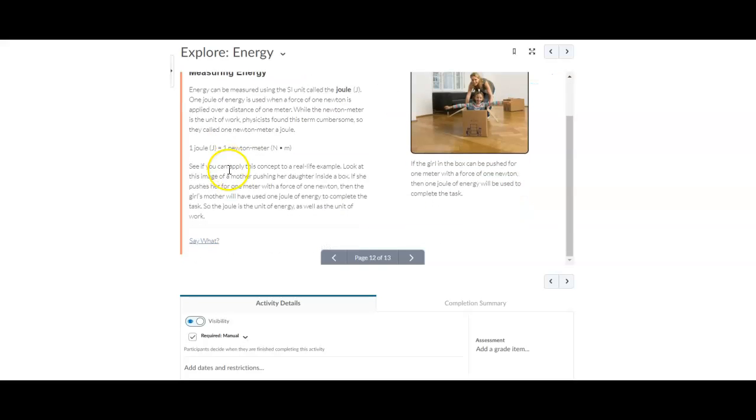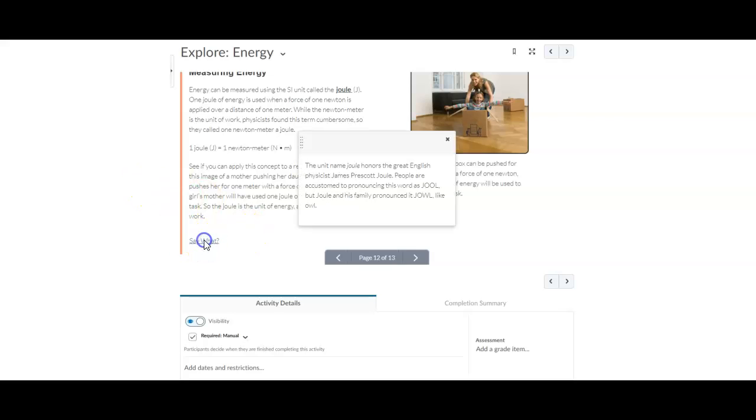So see if you can apply this concept to a real life example. Look at this image of a mother pushing her daughter inside a box. If she pushes her for 1 meter with a force of 1 Newton, then the girl's mother will have used 1 joule of energy to complete the task. So the joule is the unit of energy as well as the unit of work.